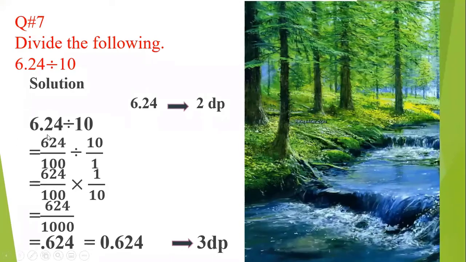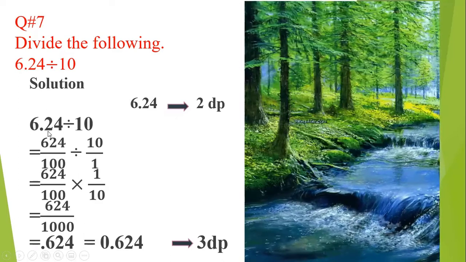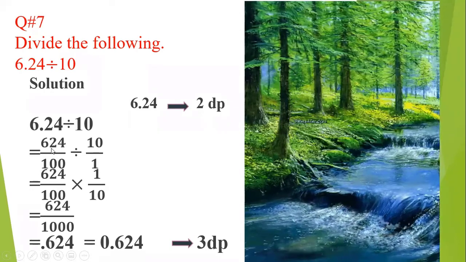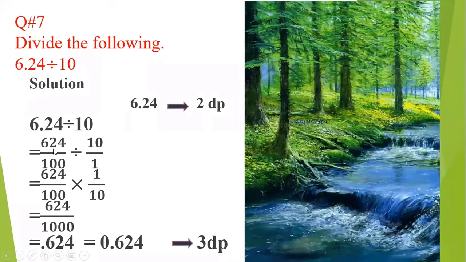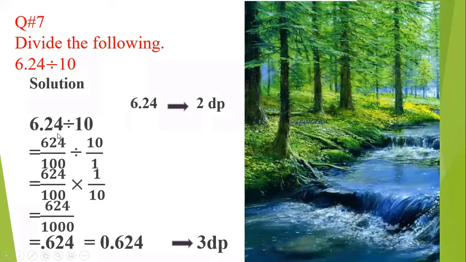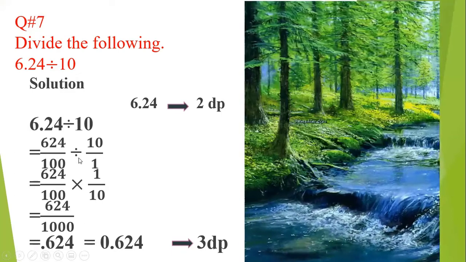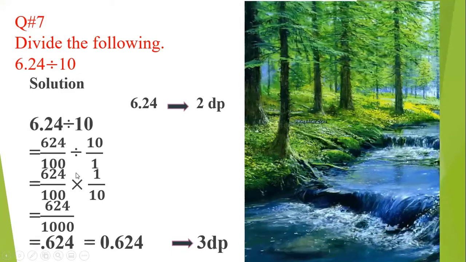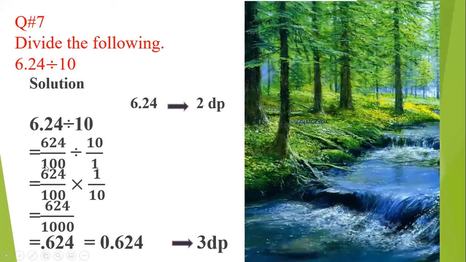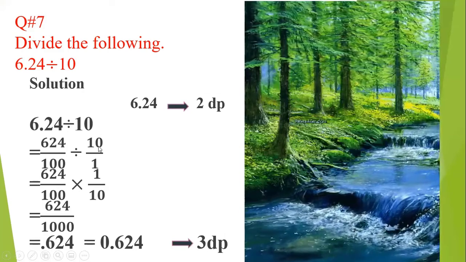Now I will tell you how we will convert this decimal number into a fraction. 6.24 has 2 decimal places, class. First of all, we will write down the number as a whole number, as I have written here, 624. After that, our target is what will be its denominator. Count its decimal places. If there is 1 decimal place, then we will write 10 in the denominator. If there are 2 decimal places, then we will write 100 in the denominator. As in our question 6.24, there are 2 decimal places, so we have written here 100. If there are 3 decimal places, then we will write 1000 in the denominator.